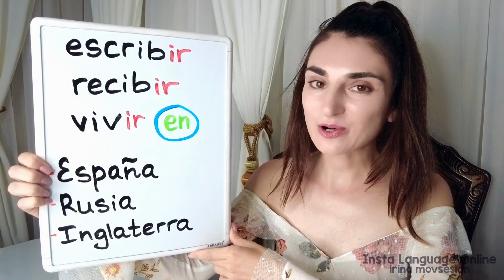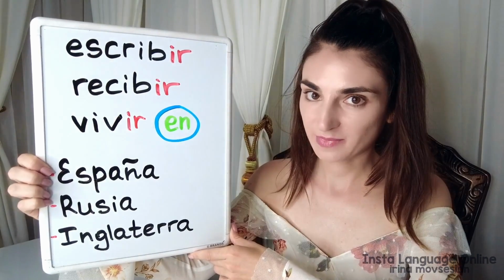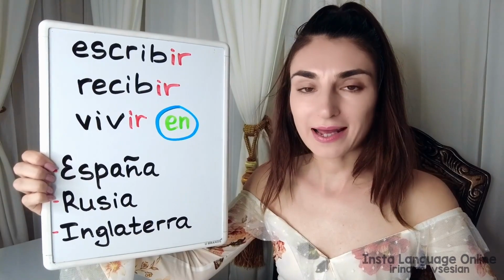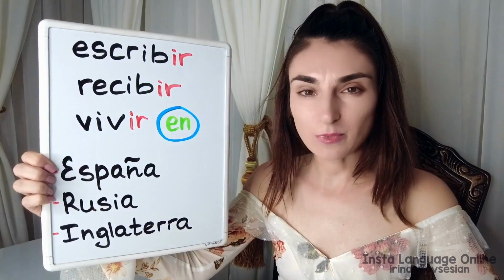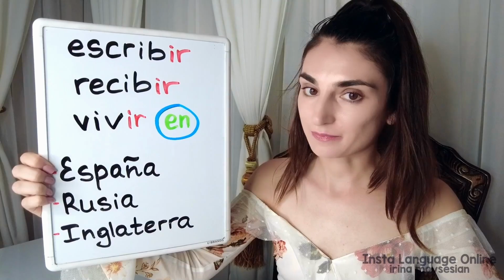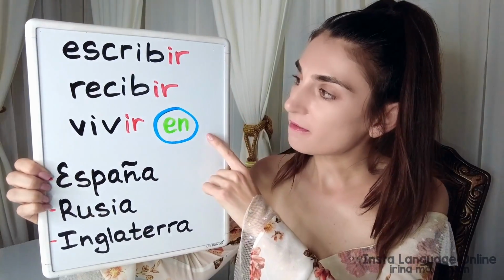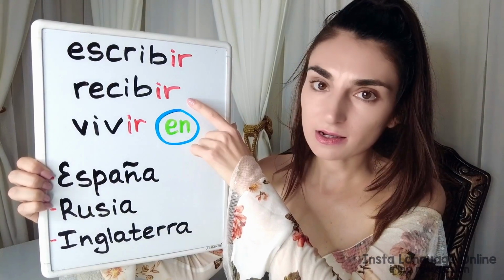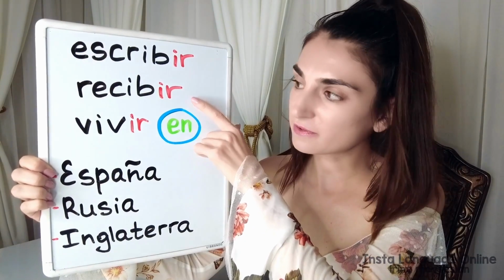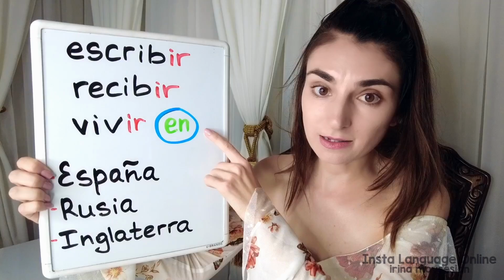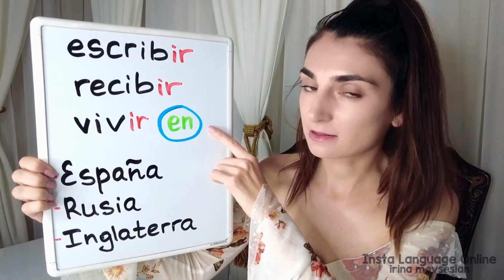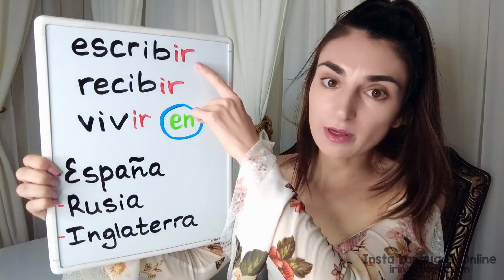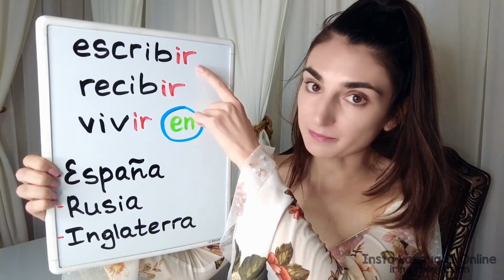Now we are going to conjugate new verbs. So we learned the endings. O, es, e, imos, is, en. Let's look at these three verbs. Escribir, to write. Recibir, to get, to receive. Vivir en, to live in some state or a country. So let's start with the verb escribir.